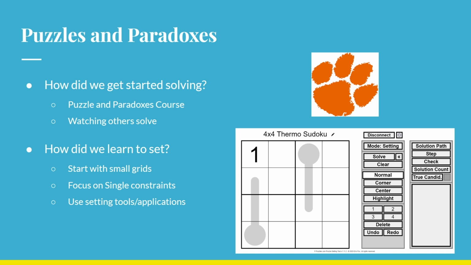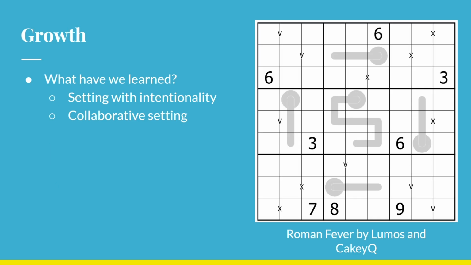And so the question is, what have we learned and how did we grow? We learned that setting is a pretty creative process, and usually a puzzle starts with an idea, maybe a constraint that you're interested in working with, or a theme around the puzzle. Maybe you want to set a puzzle for a holiday, which we often do, or an interaction that you think is going to play out really nicely on the grid.